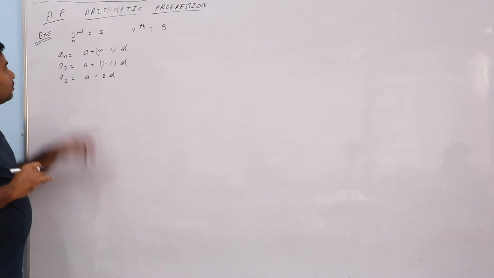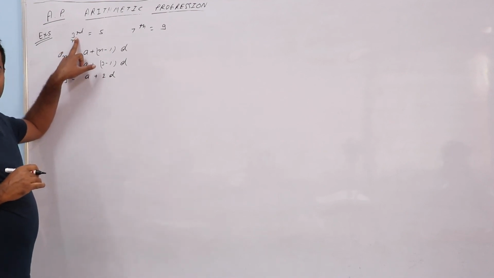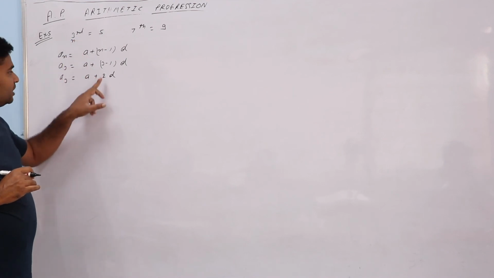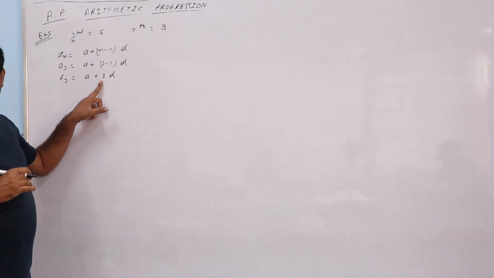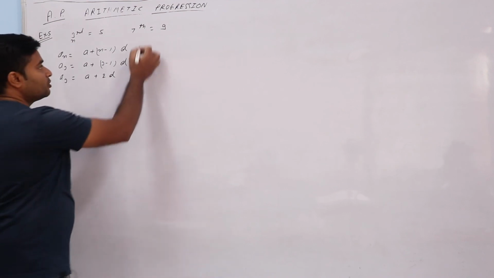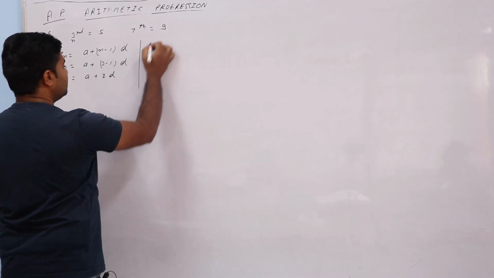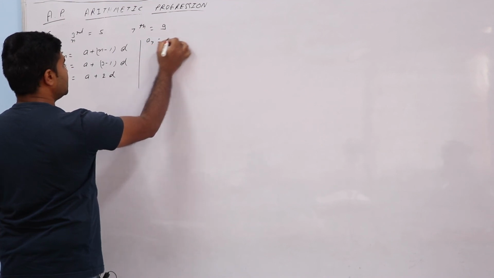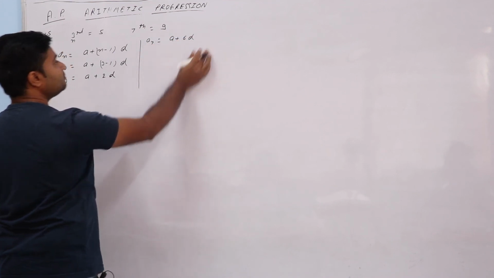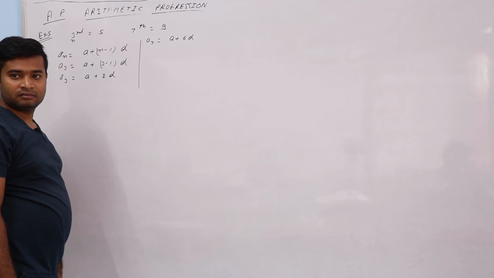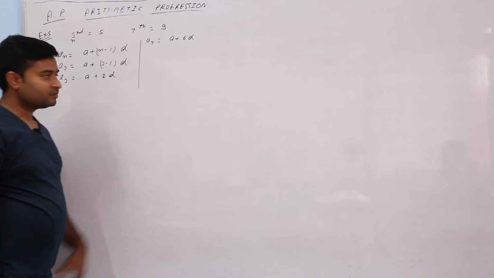2D means whatever term is here, in D you should write one term less. Yes or no? Yes, sir. In D you should write one term less. So directly here, the seventh term, A7, is equal to A plus 6D. Understood how I wrote?